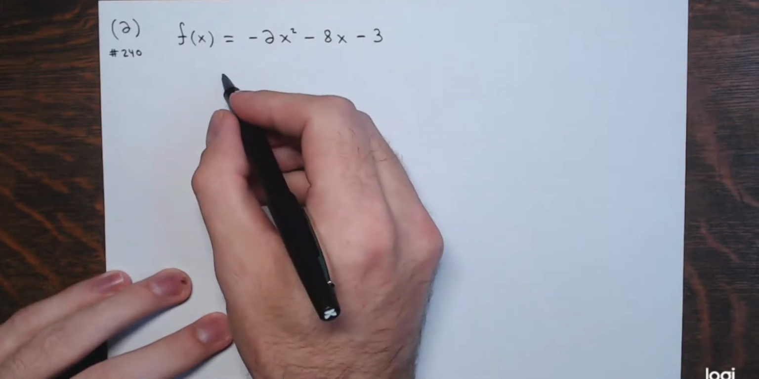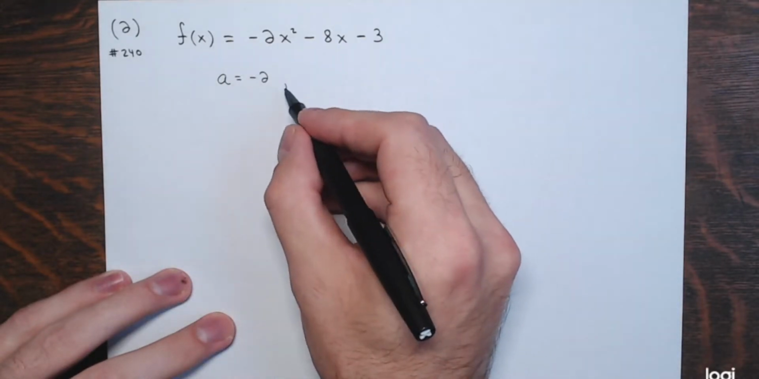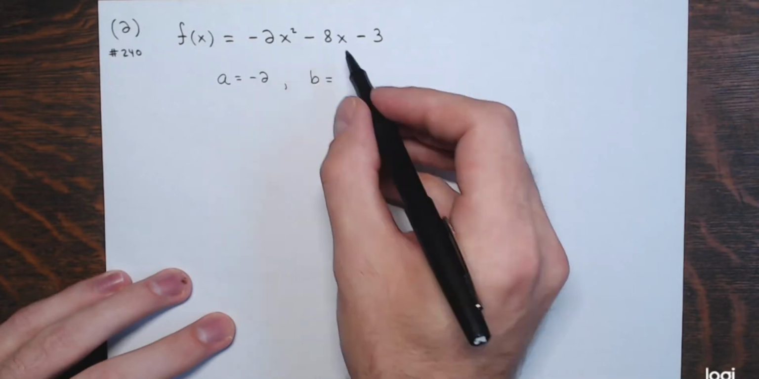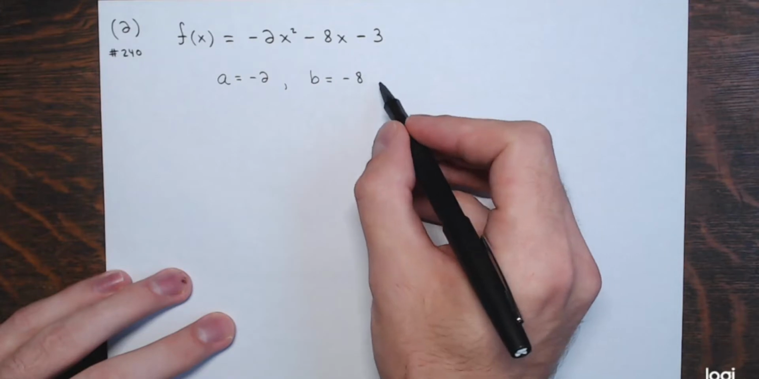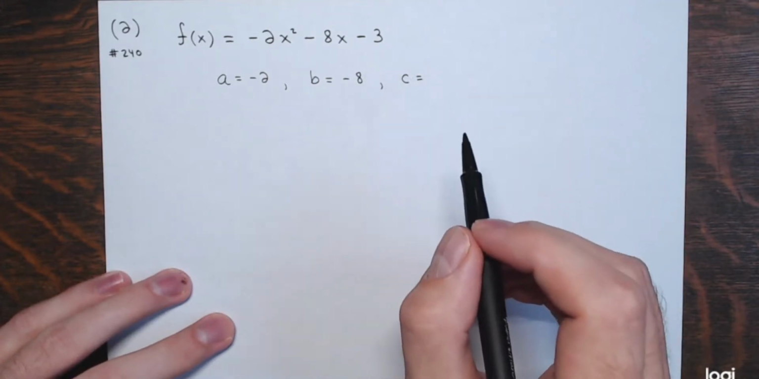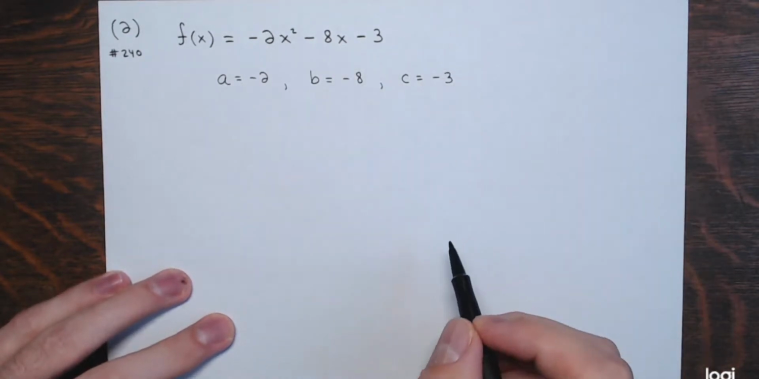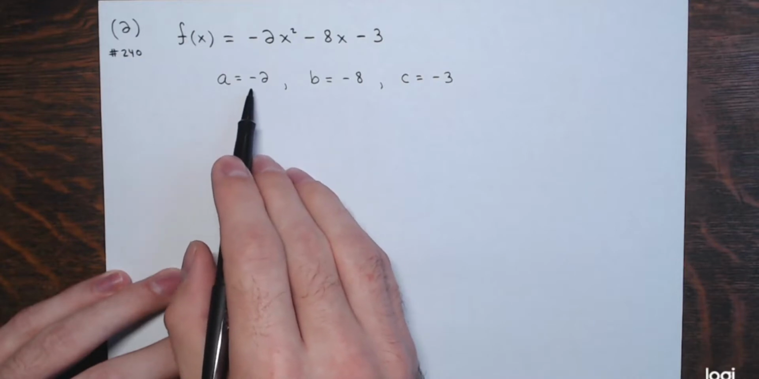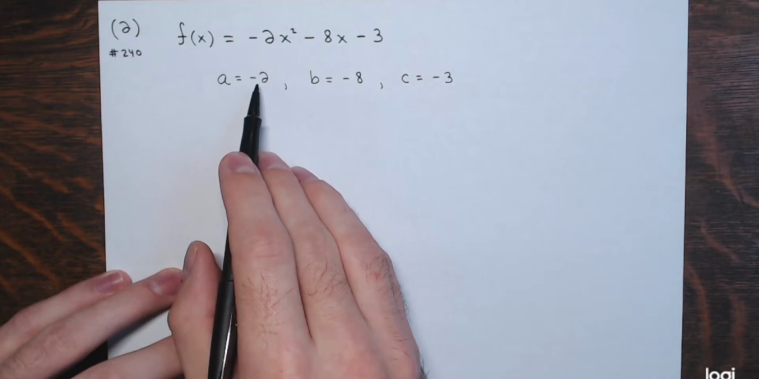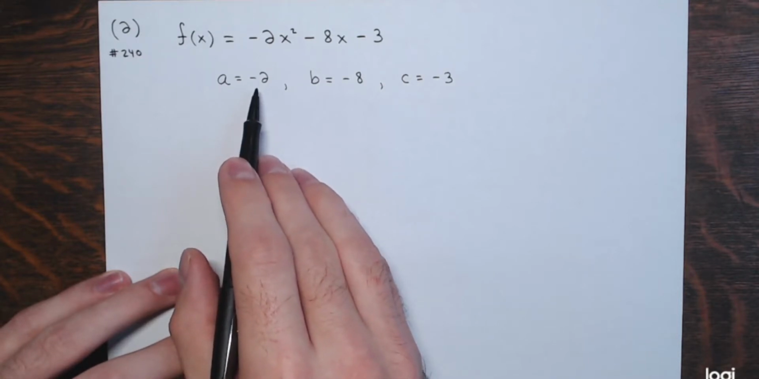The value of a this time is -2. Don't forget negatives. The value of b is the linear coefficient, which is -8, not just 8. Don't forget the negatives. And the value of c, which again really doesn't matter when you're finding the axis of symmetry, is -3. Now, because the lead coefficient is negative, this should be a parabola opening down. We're going to see this parabola opens down when we graph it later.